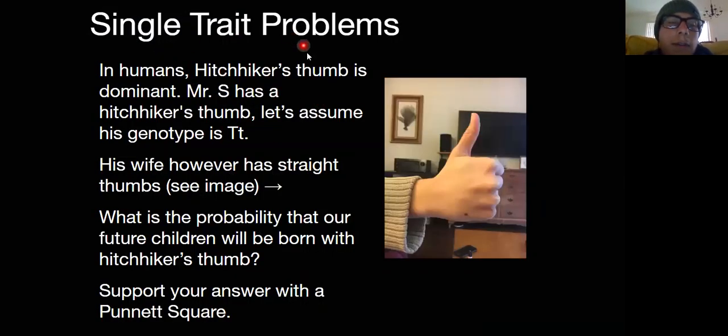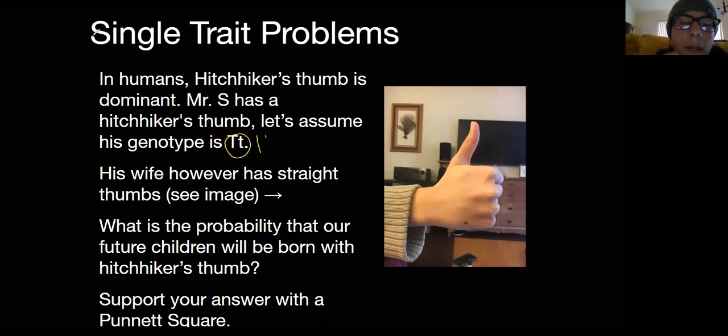An example of this is hitchhiker's thumb. In humans, hitchhiker's thumb is dominant, and so Mr. S, as an example, has hitchhiker's thumb. Let's assume his genotype is Tt. Now, what do we call this? Do we call this homozygous or heterozygous? I'll give you guys a second to think about that. If you took a second, yes, you're right. This is heterozygous. Hetero because they're different, big T, little t.